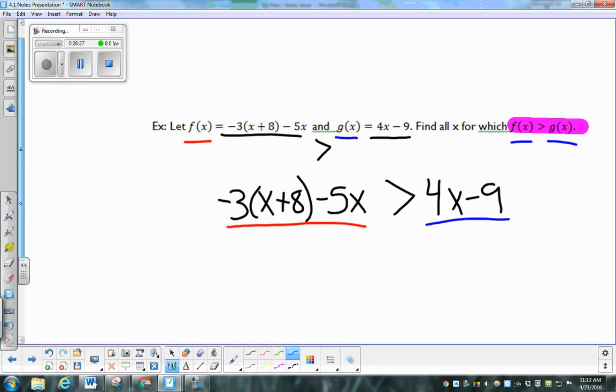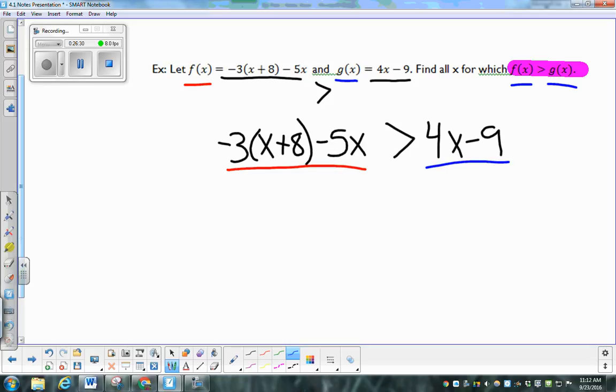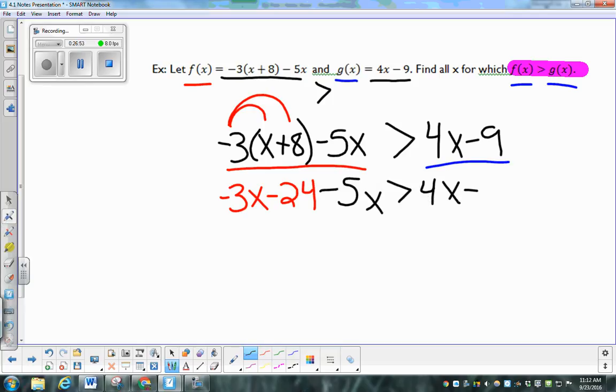Just like a normal equation, just make sure you flip your inequality sign if you multiply or divide by a negative. So right now I see some distributing that I need to do here. Let's go ahead and distribute this negative 3. So negative 3 times x is negative 3x. Negative 3 times 8 is negative 24. Now everything else is the same. All I did was distribute there. Now, I'm going to draw my line through my inequality symbol because I forgot to do that earlier.